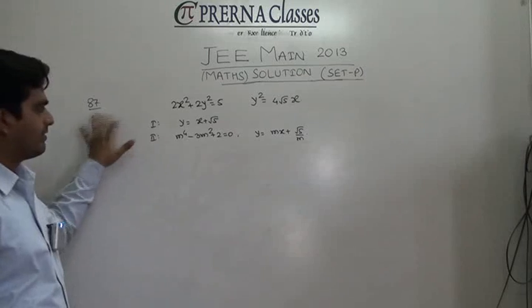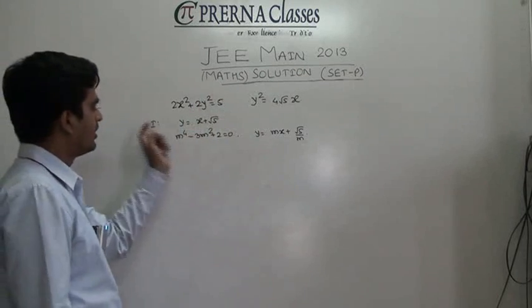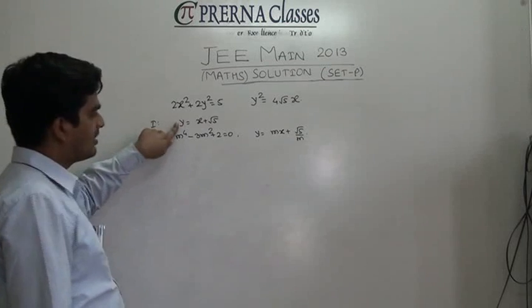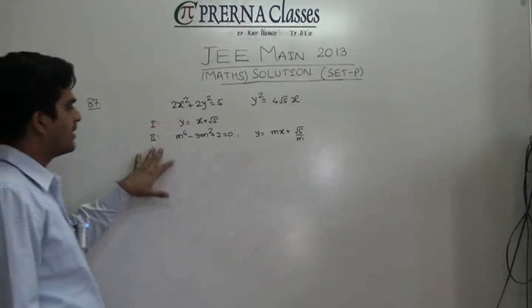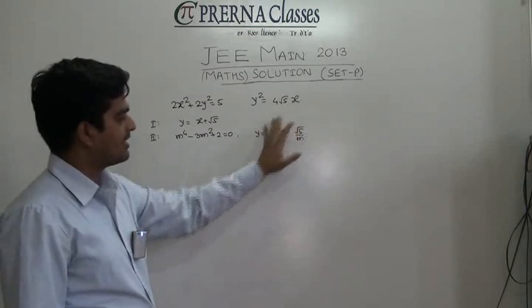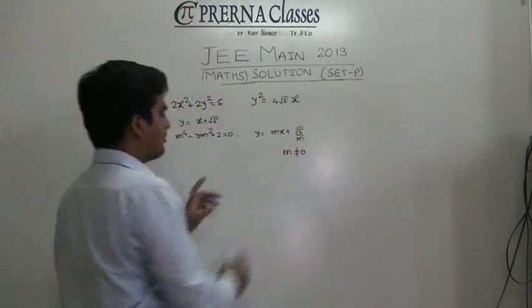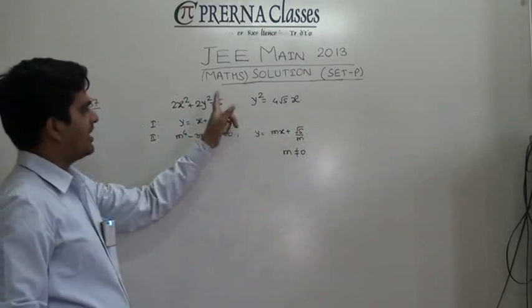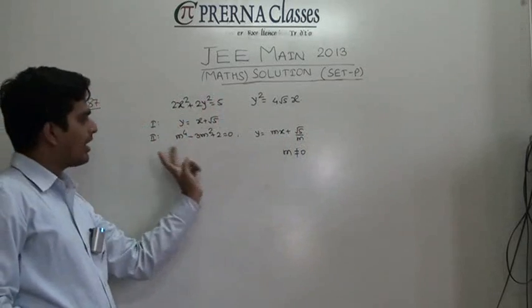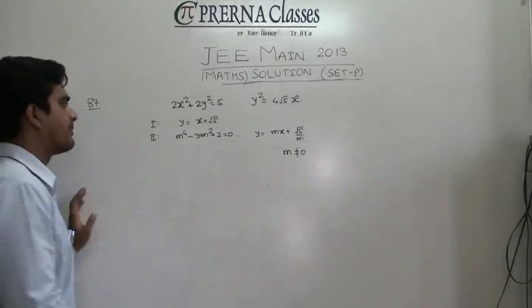Okay, in 87, one is again an assertion-reasoning problem. We have one circle and one parabola. In statement 1, it is being told that this line is the common tangent, and the second one, as far as this parabola is concerned, it's being told that this is a tangent where m is not equal to 0 to this parabola, and if this same line is a tangent to this circle also, then it will have this kind of relationship in m. That's what you have to check.